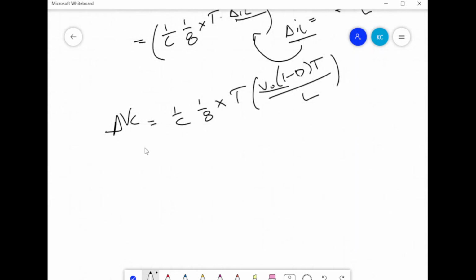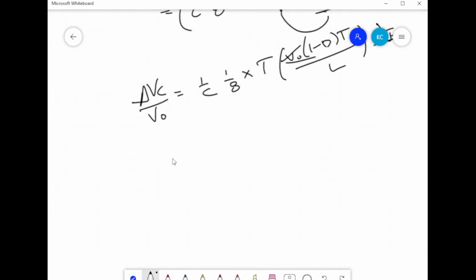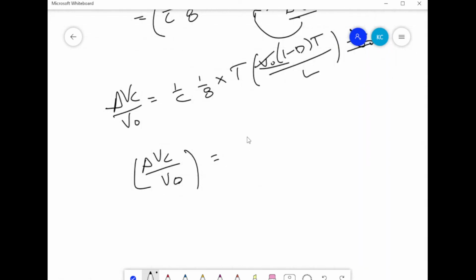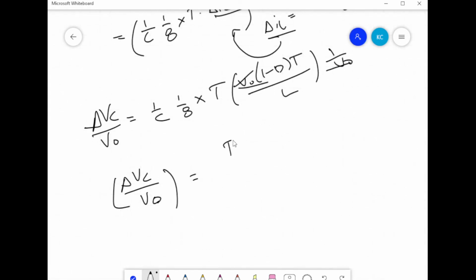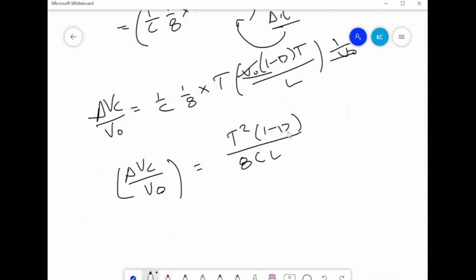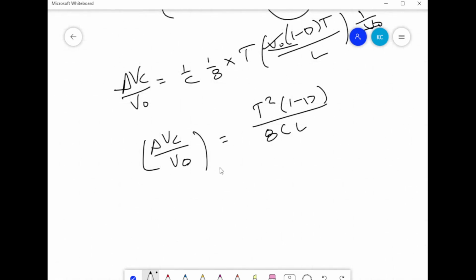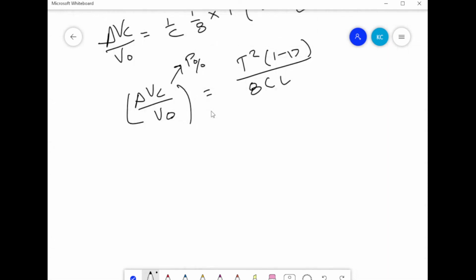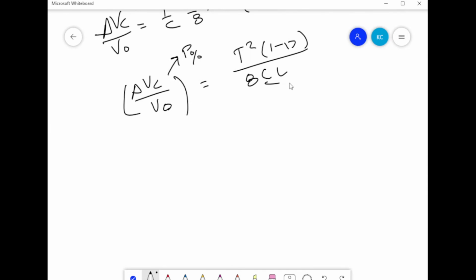Now let's divide both sides by V_O. So this will cancel. And if you recall, delta V_C over V_O is just the ripple ratio. So what we're left with here is T squared times (1 minus D) over 8CL. I think I've simplified it correctly. And this is just our ratio. We can write that as percentage ripple, and solve for C.